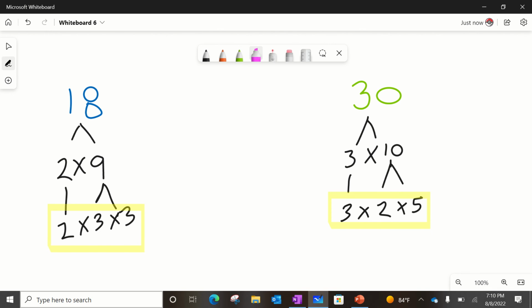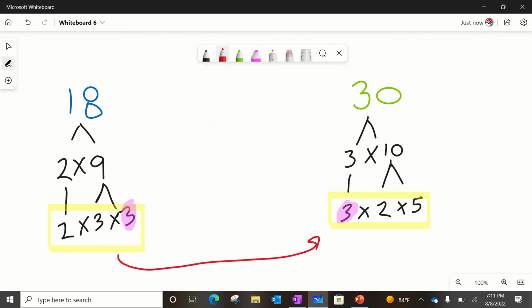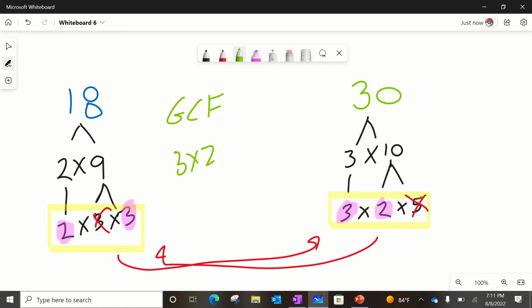However, I'm going to look at which numbers they have in common. This one has a 3. This one also has a 3. I'm going to ignore the other 3 because the other 3 does not have a partner over here. There is no other 3 here to pair it up. Therefore, that 3 is now canceled out. Same thing with this 5. There's no 5 on the other side. However, there is a 2 here and there is a 2 here. Therefore, my greatest common factor is 3 times 2, or better way to put that is 6. 3 times 2 equals 6.